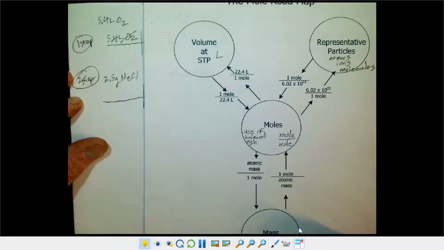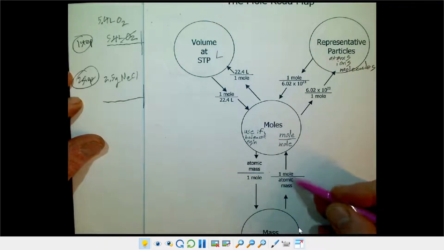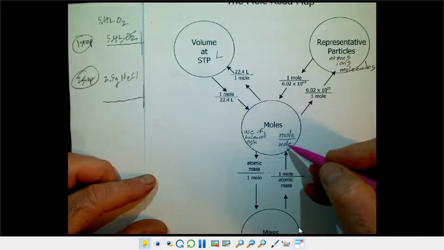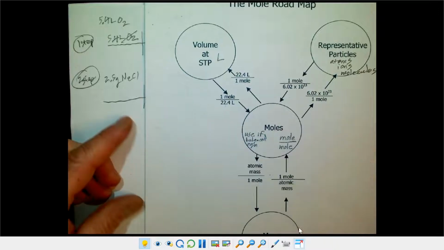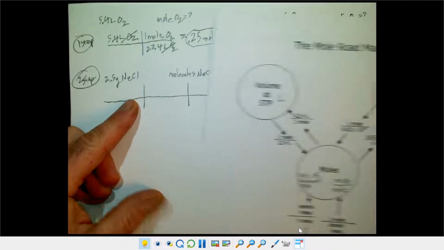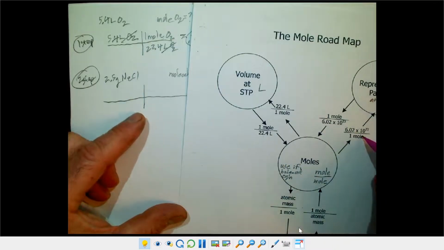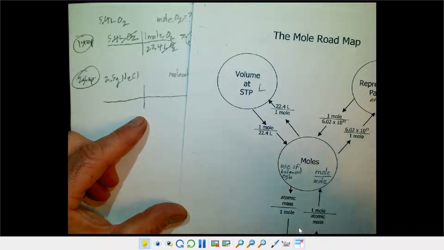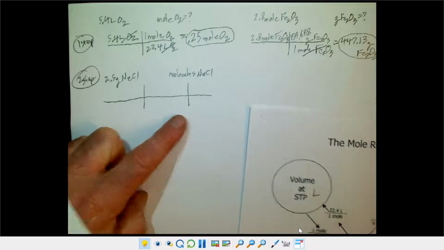If you're down here at grams and you want to go up to molecules, you're going to do this step first. So it's a one-step. You only do mole over mole if you have a balanced equation. We don't have that here, okay? And then we go up here. There's our next step, our next conversion factor. So this is a two-step problem, all right? So that's why it's going to look set up like this.